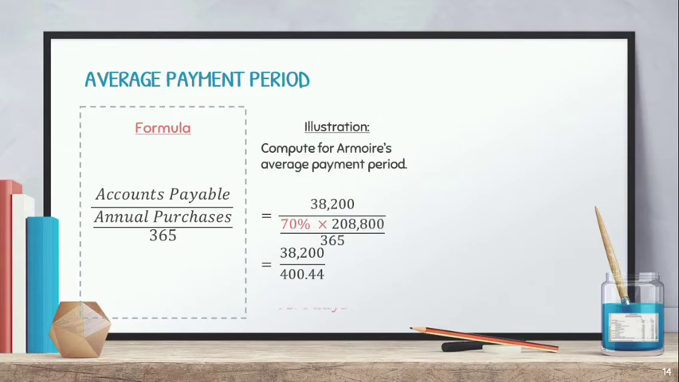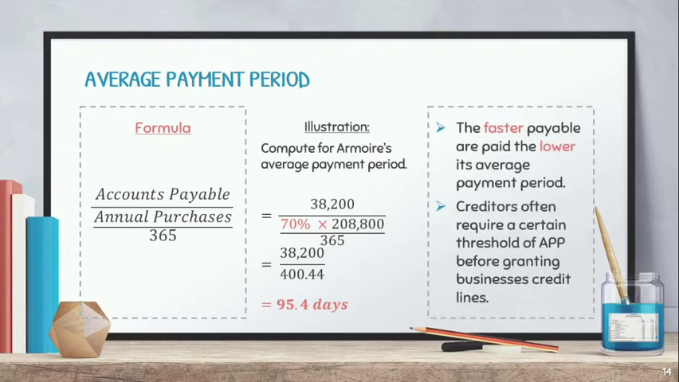So we have the APP of Armor of 95.4 days. So meaning kana it takes us 95.4 days to pay our payables. So the faster payables are paid, the lower its average payment period. Creditors often require a certain threshold of APP before granting businesses credit lines.